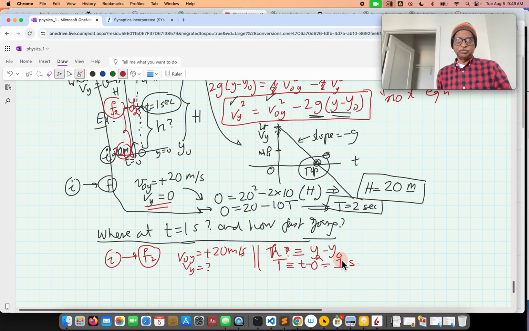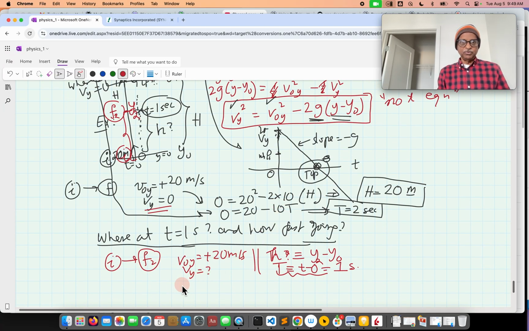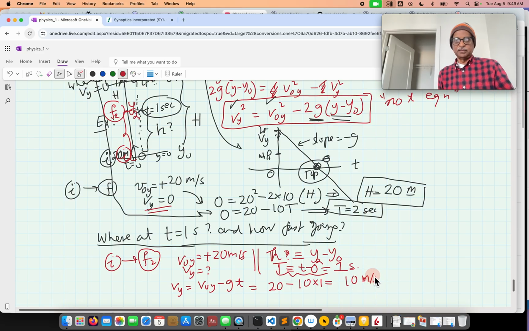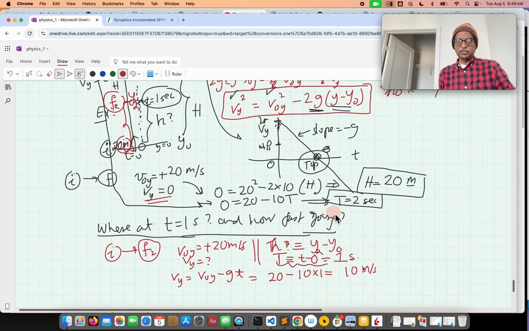All right, so we just pick whatever will help us. So this does involve t, so the no-t equation is not going to be useful. This will definitely give me Vy. So Vy equals V0y minus gt, and V0y is 20, minus 10 times 1, is 10 meter per second. And we can use this one, y minus y0 is h.